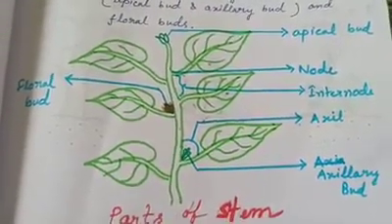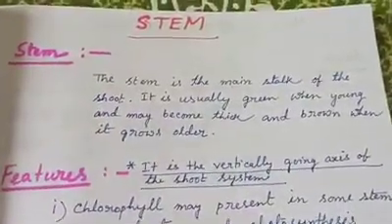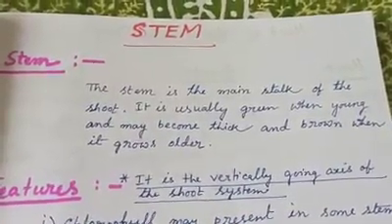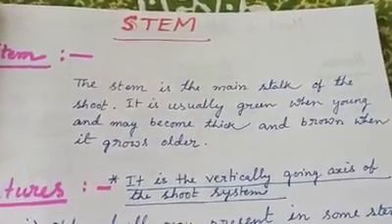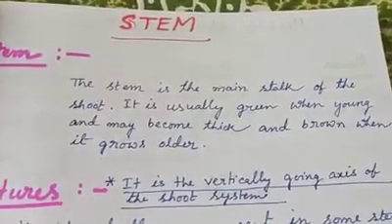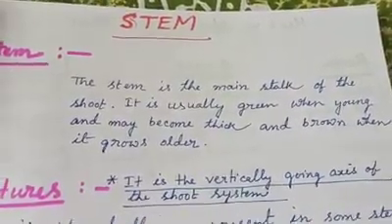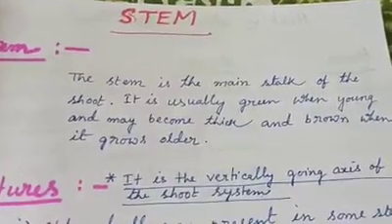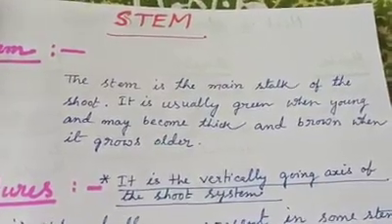So what is stem? From where is it originated? Stem is the vertically going axis of the shoot system which forms the main stalk of the shoot. It is usually green when young and may become thick and brown when it grows older. And during germination, the plumule part of the seed forms the shoot system or stem.